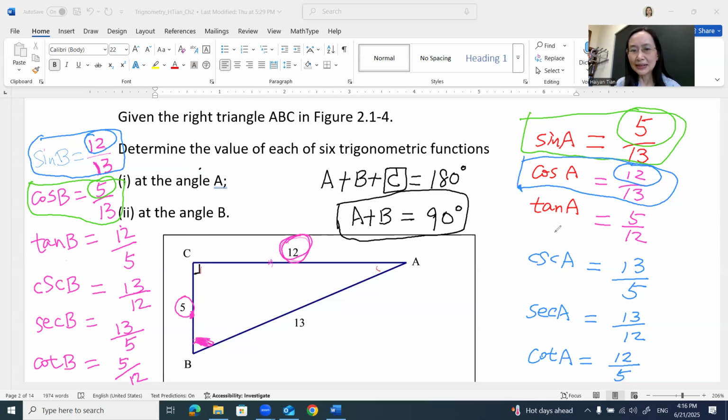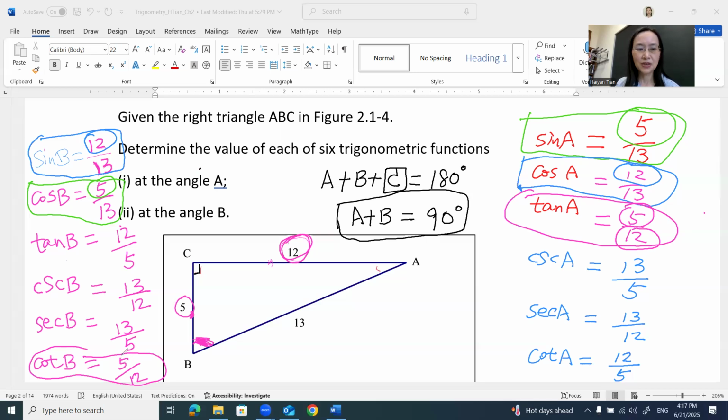So tangent A, okay, so let's look at tangent A. Tangent A is cotangent B, because tangent A is the opposite side of A over the side adjacent to A.